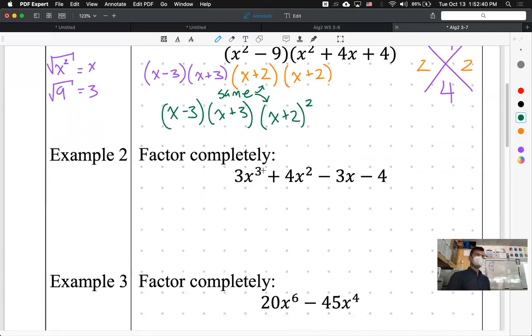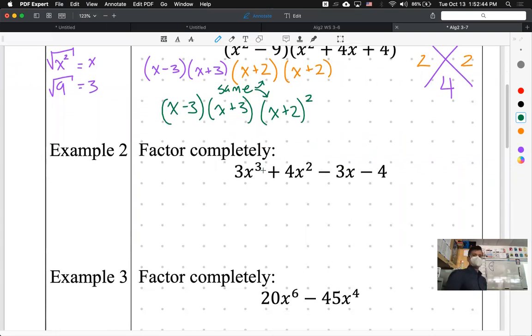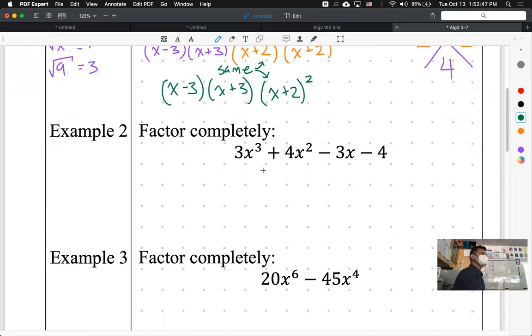Example number 2. Ooh, we got 4 terms now. What are we going to do? 2 people have hands up. 3 people have hands up. 4 people have hands up. Jose, talk to me. Split it. Yeah, do you remember what that process is called?